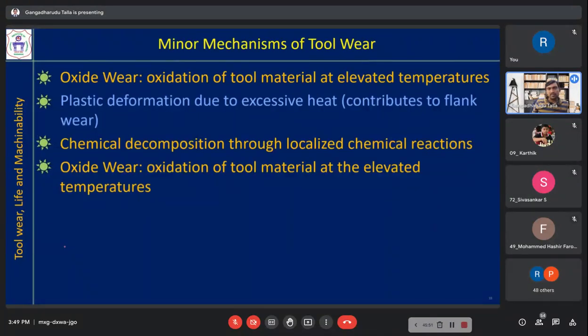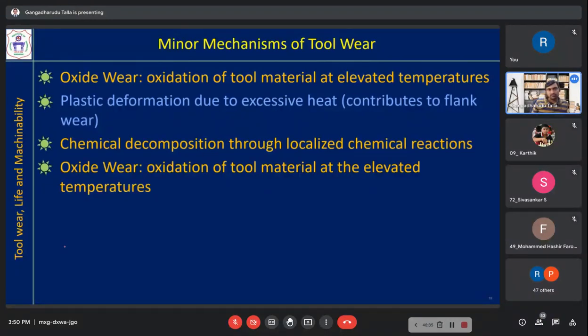Now next is chemical decomposition through localized chemical reactions. So there can be chemical reactions within the tool or between the tool and the workpiece material or the chip material. This chemical reaction may be due to some cutting fluid you are providing. Cutting fluid will have some chemicals. Those chemicals may react with the cutting tool. So due to that, some corrosion may take place. That is leading to chemical decomposition.